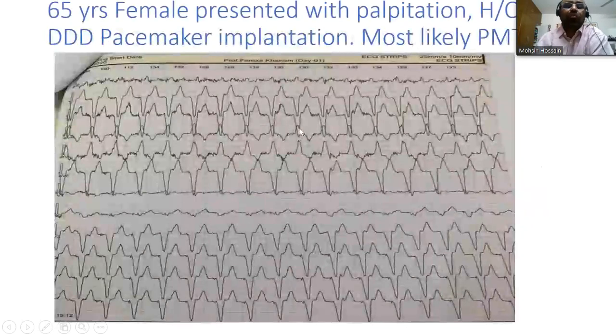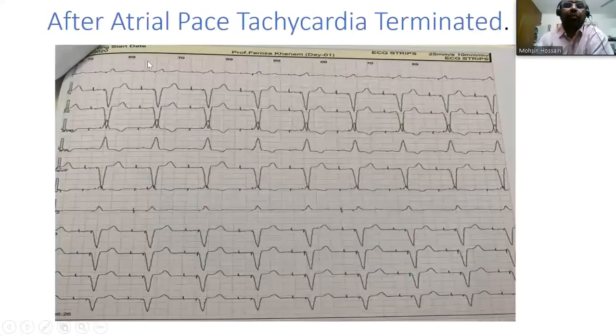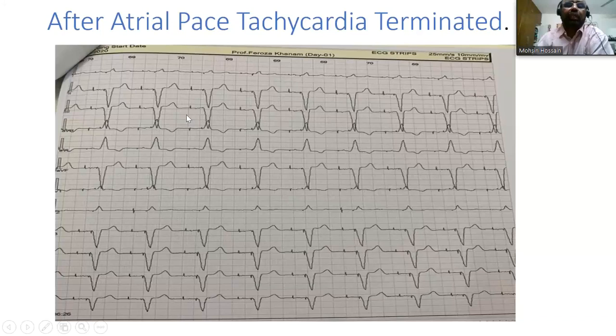This is one of my patients, a 65-year-old female, presented with palpitation and a history of dual chamber pacemaker implantation. You can see here, the rate is most likely 130 or something like that. So we thought this patient has intermittent palpitation. In the Holter, we can find this ECG, and after atrial pacing, the trigger terminates, there is A pace, V pace, so it is most likely atrial pacemaker mediated tachycardia.